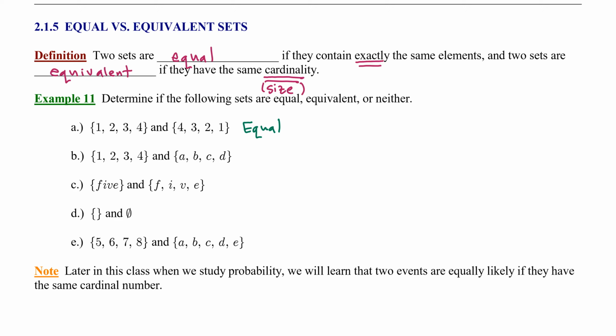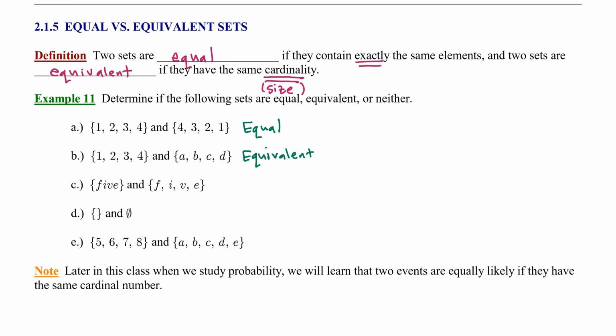Example B, let's compare the set containing elements 1, 2, 3, and 4 and the set containing elements A, B, C, and D. Obviously, these two sets are not equal because they do not contain the same elements, but notice both sets have 4 elements each. That is, the cardinal number of the first set is 4 and the cardinal number of the second set is 4. Therefore, we say these two sets are equivalent. That is, they have the same size.